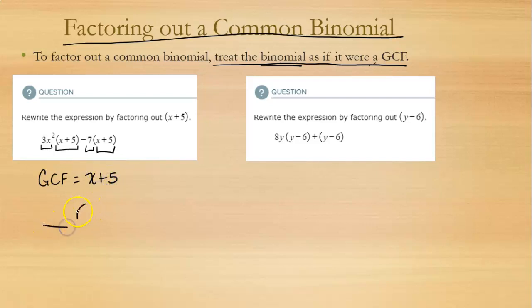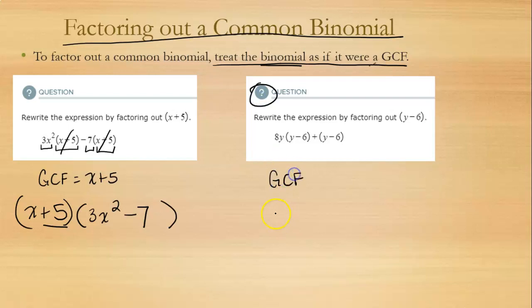So remember how before we were dividing out x plus 5 from both terms? So we're going to put that out in front, but it needs to be in its own set of parentheses. And then just think about what's left. If we take out the x plus 5, we're left with 3x squared minus 7. And that's it. You pause the video and try this one on your own. Start with your GCF, and then fill in your blanks here.